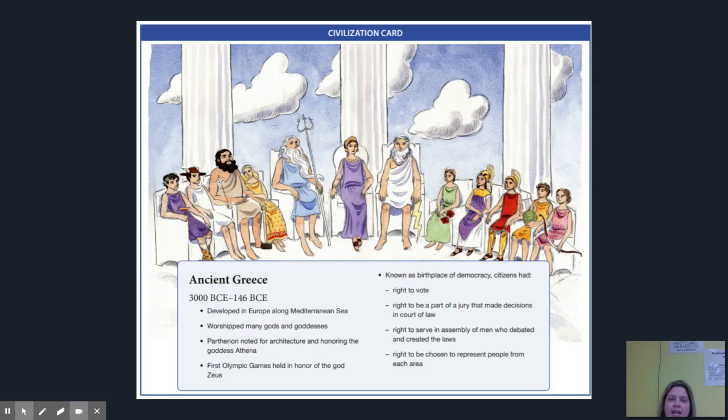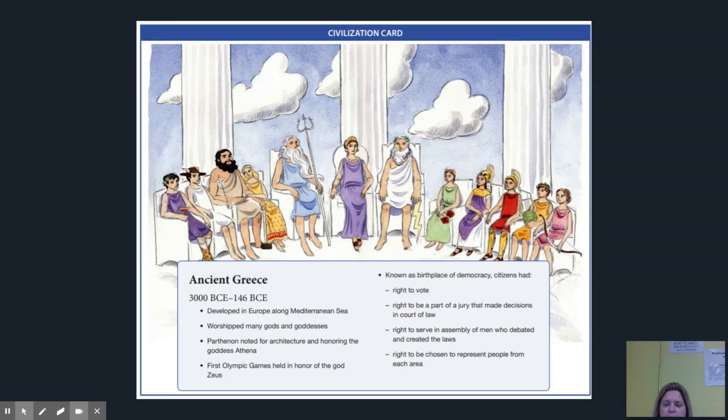The Parthenon is a great example of architectural advance, and it was created to honor the god Athena. And you can actually go to a complete replica, full size, of the Parthenon in Nashville. And you can go in, and I don't know right now with the corona stuff, but you can go there. The first Olympic Games were held in honor of the god Zeus.